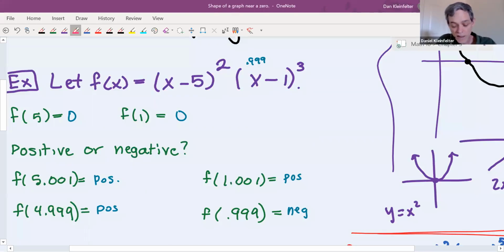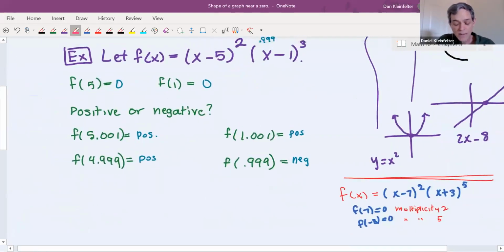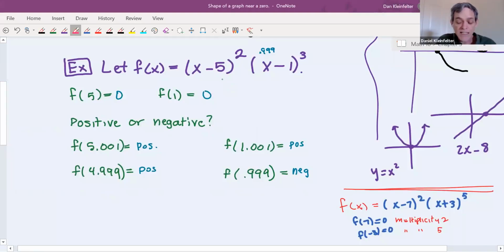And so what's going on here is that the function is 0 right at its x-intercept. If the multiplicity of that 0 is even, you won't have a sign change on either side, like we saw around 5. If the multiplicity is odd, you'll see that there is a sign change right around that point. So let's take a look at the graph of this function, and that will confirm what we found out.